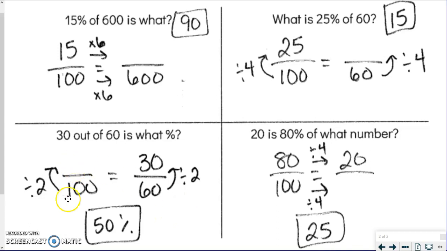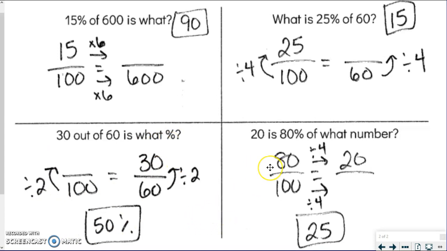This third one, 30 out of 60 is what percent? So I don't know the percent, so blank over 100. Now I know it doesn't say is next to 30, but it says 30 out of 60. So I know 60 goes on the bottom, and 30 must go on the top then because we don't know the percent. Okay. So we've got, to go from top to bottom, 60 divided by 2 gives us 30, 100 divided by 2 gives us 50, and it's percent because that's what we were looking for.